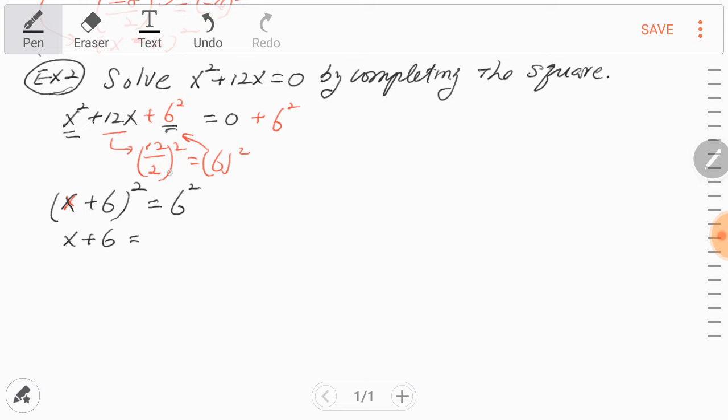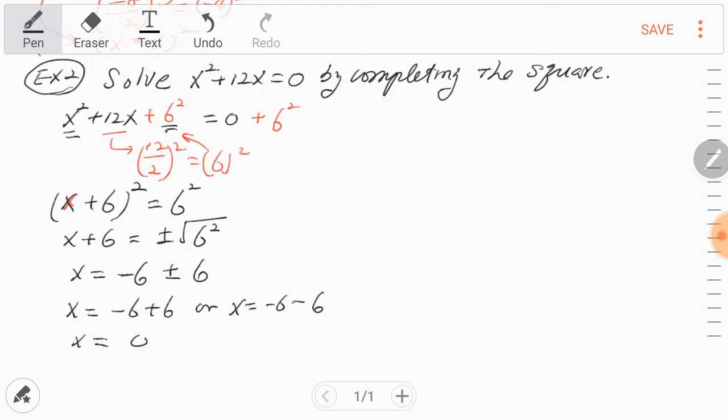To get rid of the power 2, the base x plus 6 is equal to plus or minus the square root of 6 squared. Then x is equal to negative 6, moving 6 to the right, plus or minus 6. So x equals negative 6 plus 6, or x equals negative 6 minus 6. Then x is equal to 0 or x equals negative 12. So we found the solutions. Let's check if this is correct, if we use the completing the square method, with the factoring method.